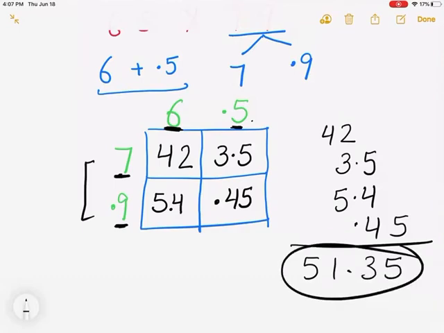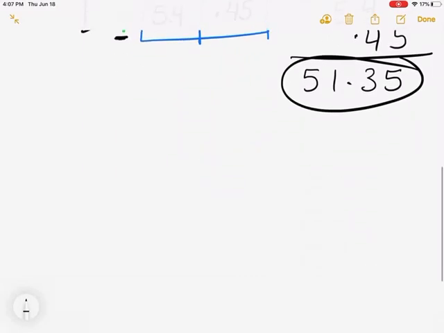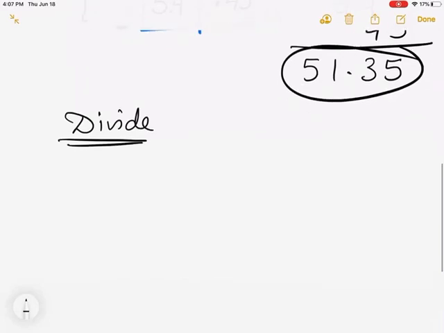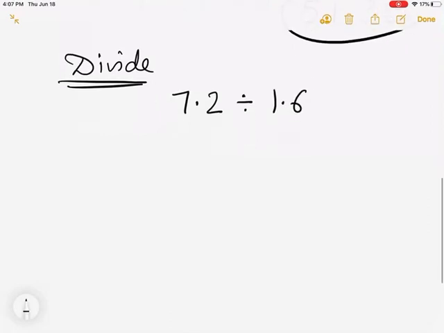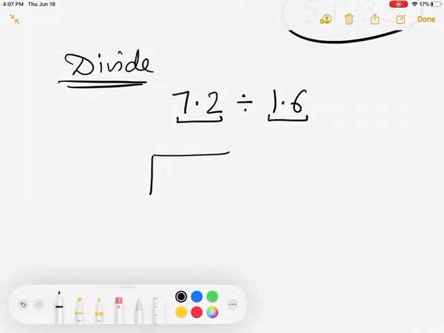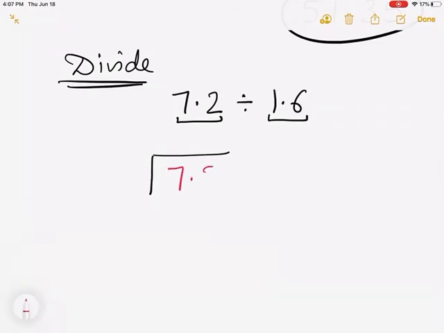All right, my next example is on dividing. How do we divide decimals? Let's say my original problem is 7.2 divided by 1.6. First step, I write down the division symbol, and I hope you remember which one goes inside. This is what you're dividing, and this is what you're dividing by. The number being divided goes inside. So 7.2 goes inside, and you're dividing by 1.6.